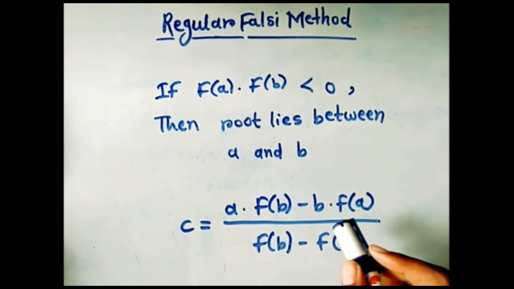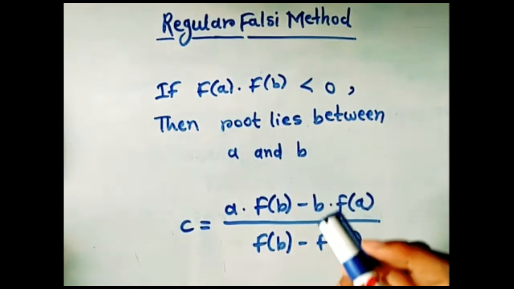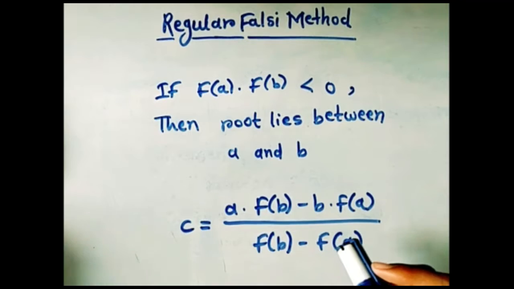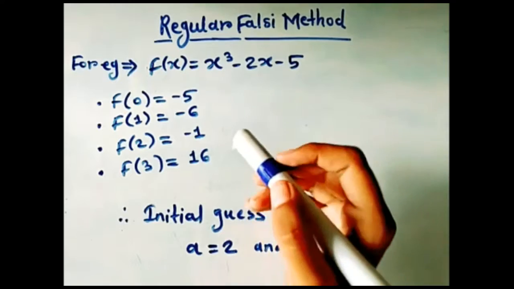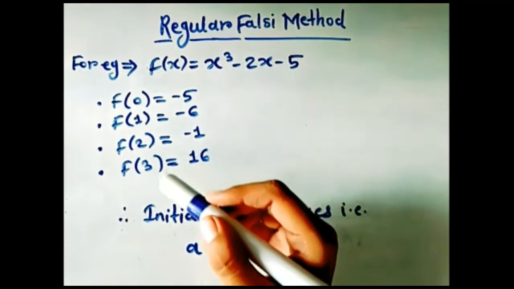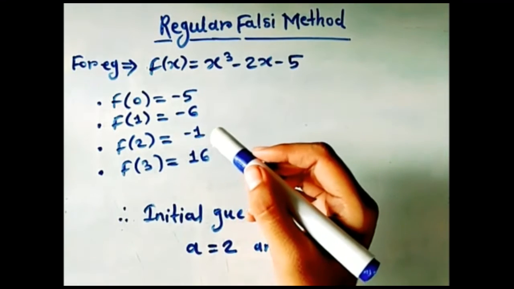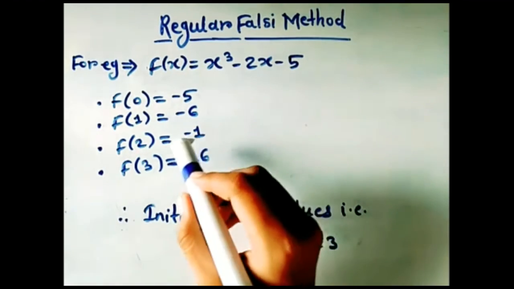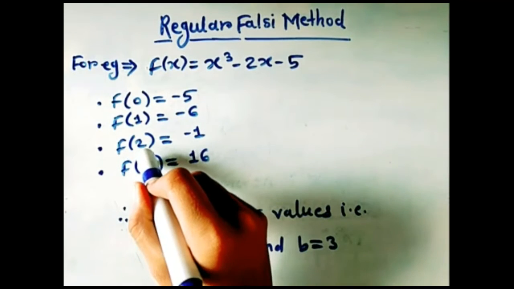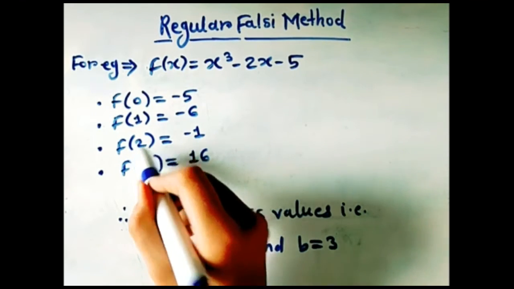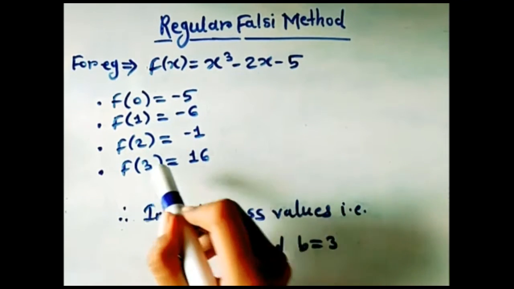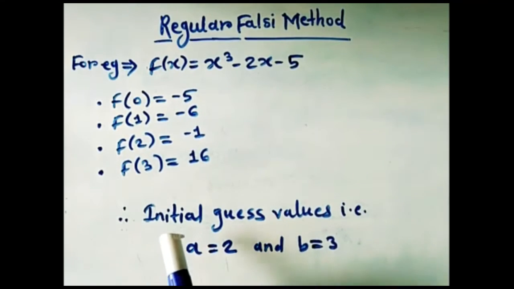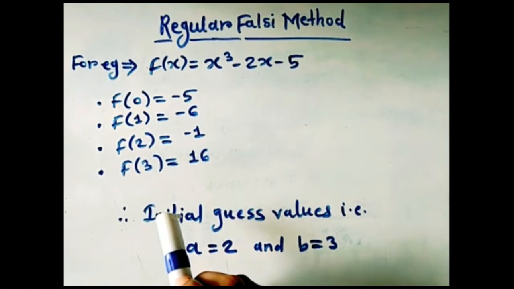For calculating the root of the equation by using regula falsi method, here we also make a table in which the values are put. Here also we have to put values from 0 and we check whether the first value is negative or not. Here the first value is negative at f of 2, that is the initial value 2, and the positive value 16 at initial guess value 3. Therefore our final initial guess values are 2 and 3. Therefore our root lies between 2 and 3.